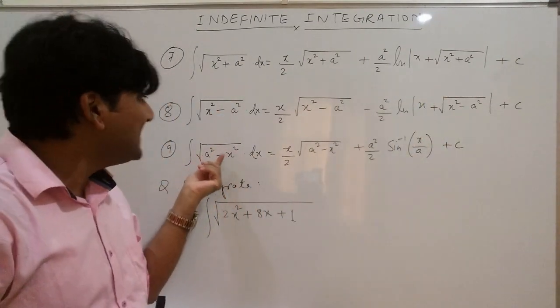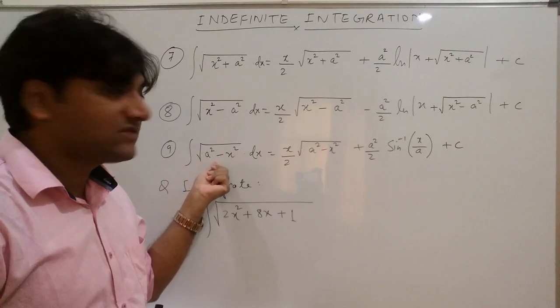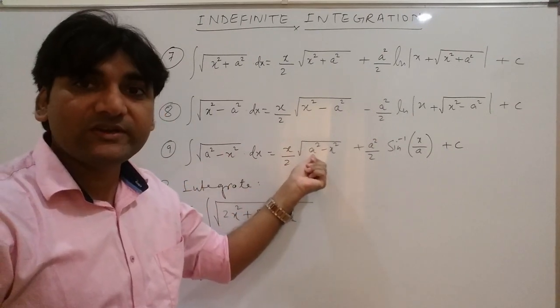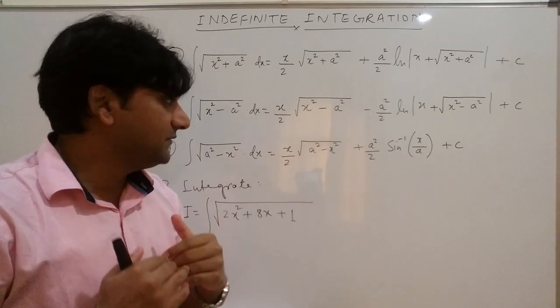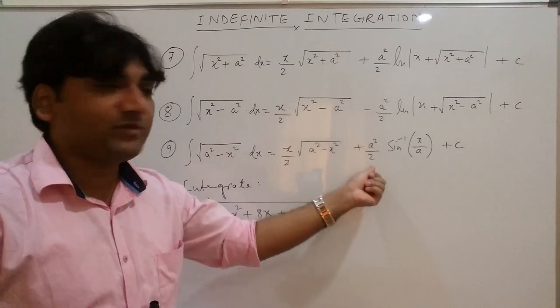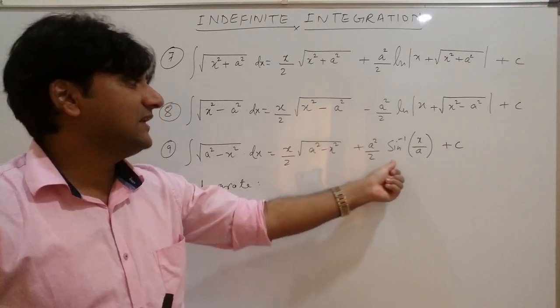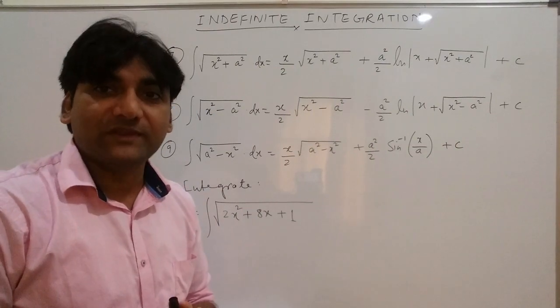Then we have root a square minus x square, then x over 2, then this is root a square minus x square, that's why this would be root a square minus x square. Now here you have to again be careful. This is minus, but still you have to put a square plus a square by 2, and this is sine inverse x over a.